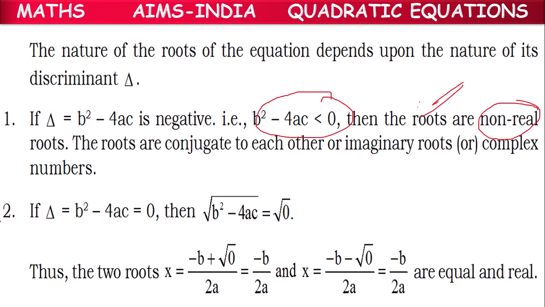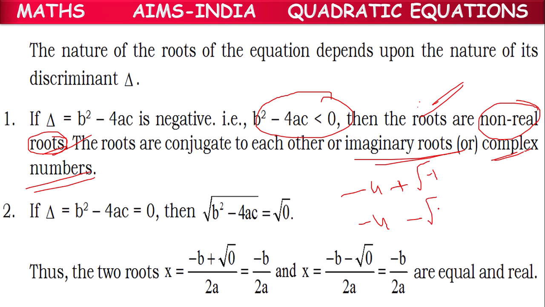That means the roots will be non-real roots, or imaginary roots, or complex numbers. Suppose like this: if one value is minus 4 plus root of minus 1, another value is minus 4 minus root of minus 1.